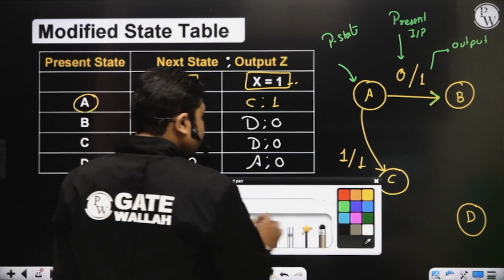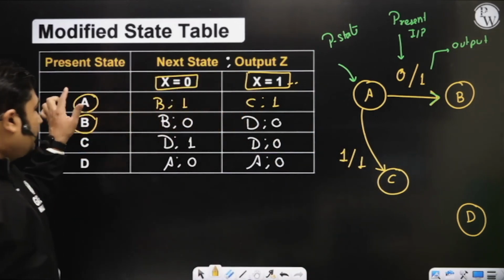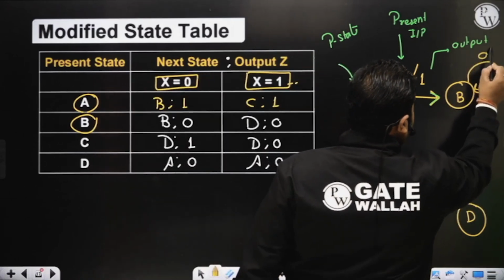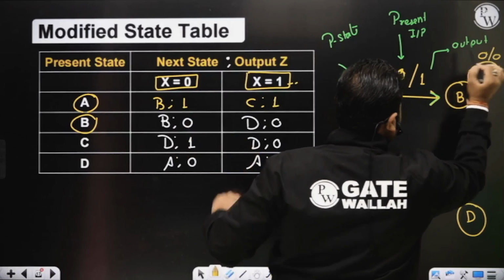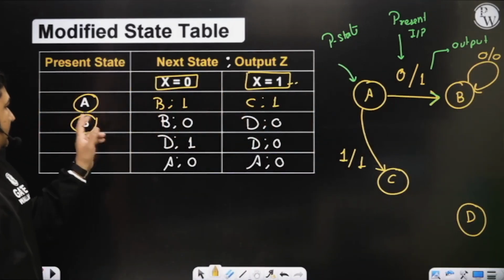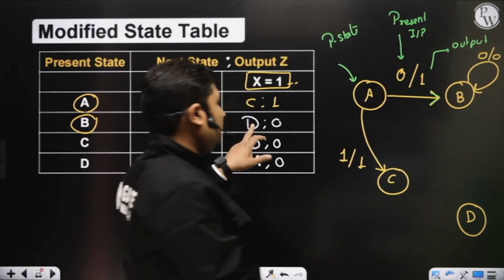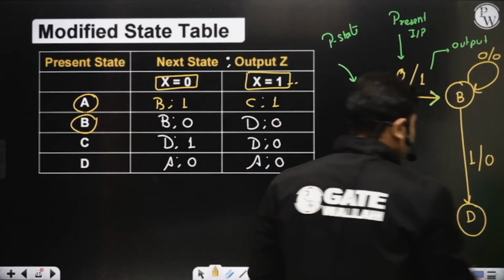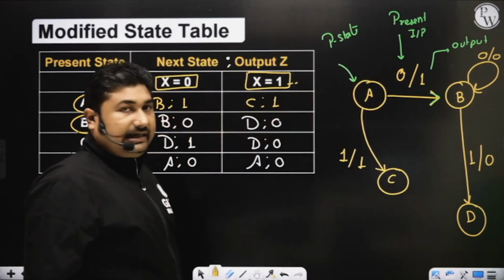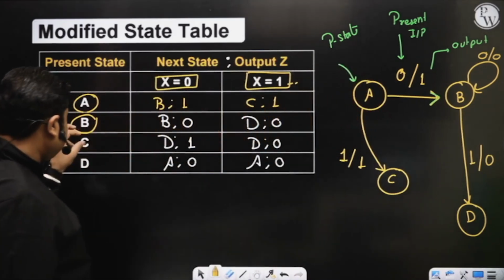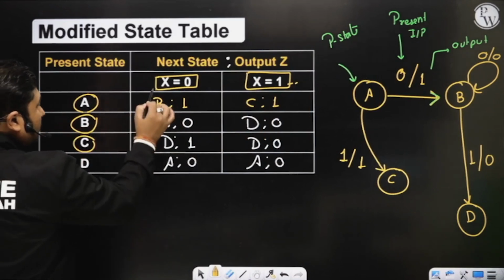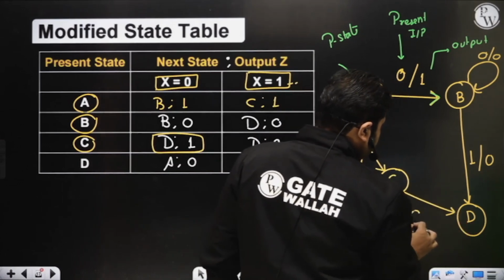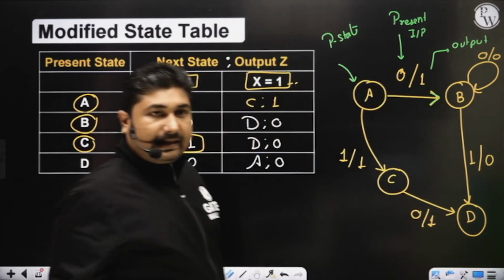Again, present state B with x is equals to 0. Next state remains B only. And what is the output? Output is 0 sir. Present state B, x is equals to 1, what is the next state? D sir. Output 0. Present state C with x is equals to 0, next state D, output 1. Sir, 0, 1. Great sir.